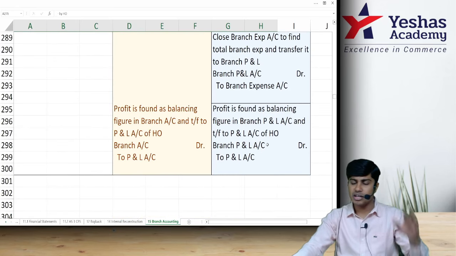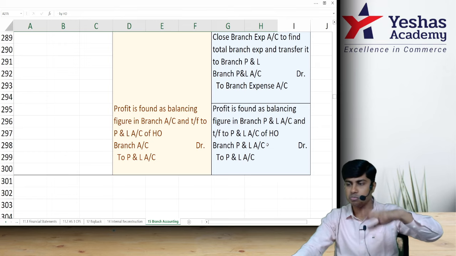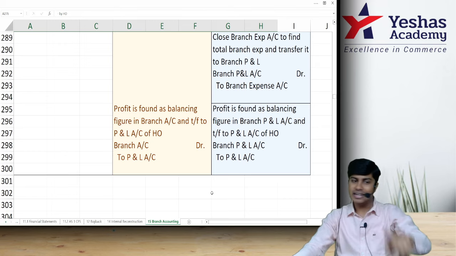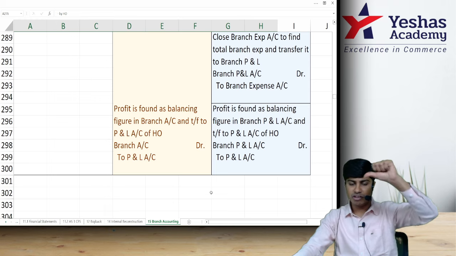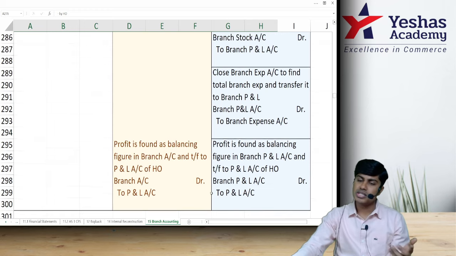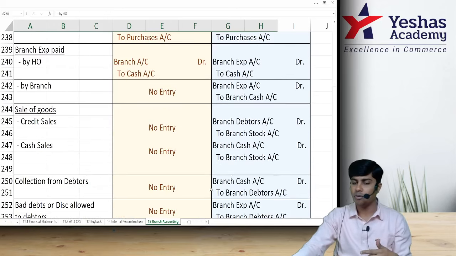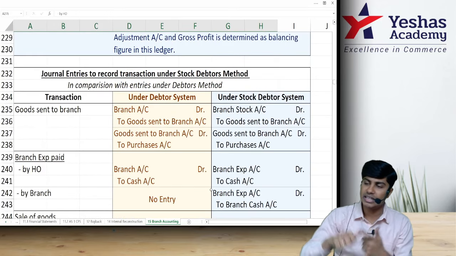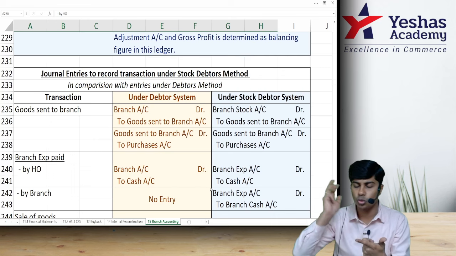Once we find profit, that profit will be transferred from branch P&L to head office P&L under debtor system. Head office P&L will be credited, branch P&L will be debited. And one thing that you would notice in stock debtor system, to identify profit, close every ledger: close debtors, close cash, close expense, close petty cash.